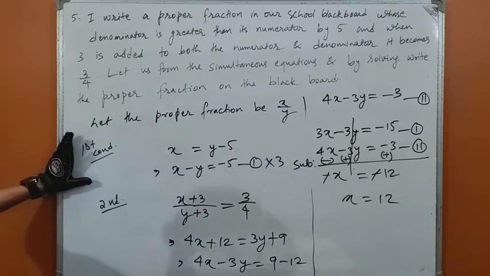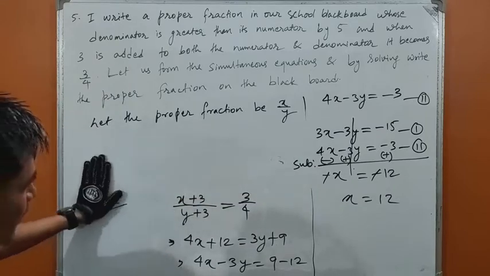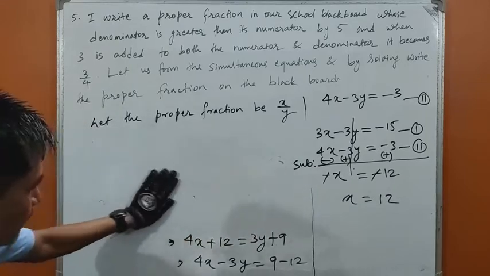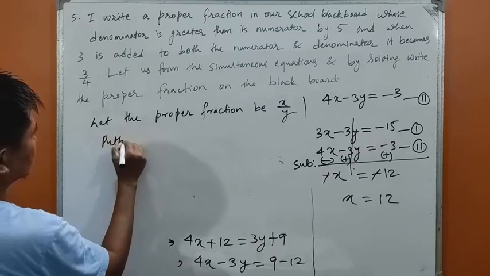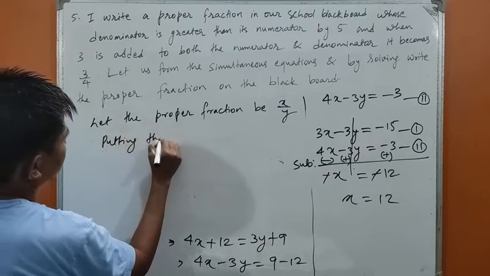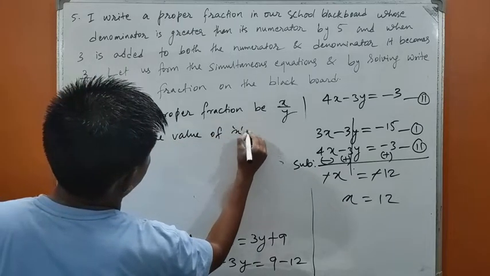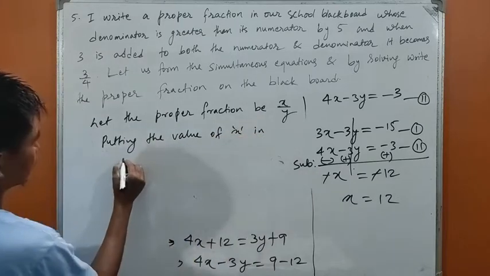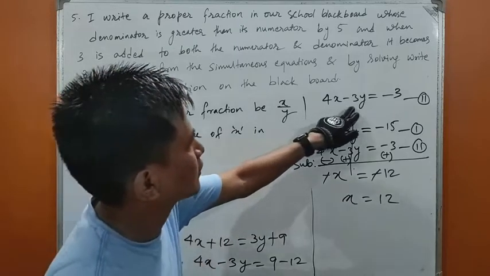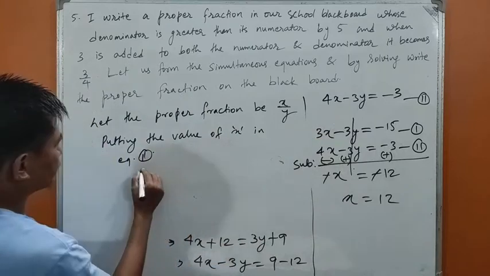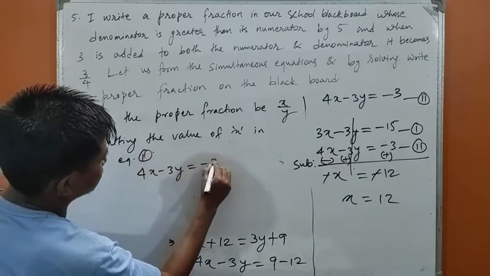Okay. Now please take the screenshot. I am erasing it. Putting the value of x in equation 1 or 2. Putting the value of x in equation 2. We have equation 2, 4x minus 3y equals to minus 3, isn't it?